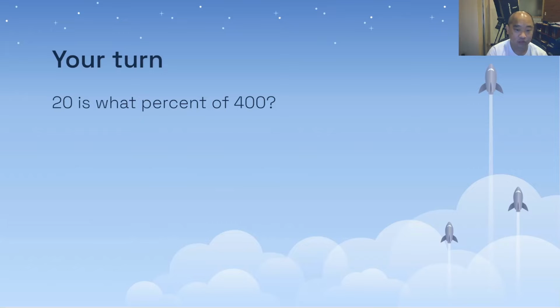One last your turn for this example. 20 is what percent of 400? So this is how we're going to write the percent equation. Divide both sides by 400, and that is 0.5. Nope, 0.05 equals x. So that's 5%. Okay.